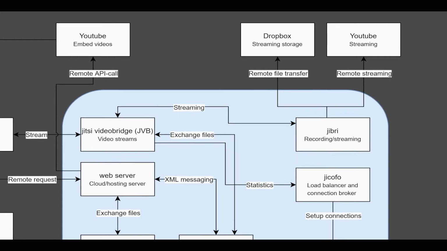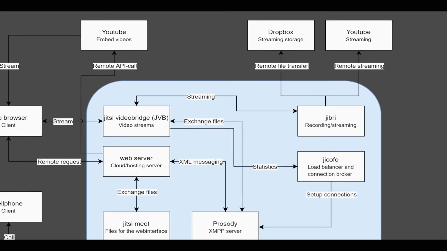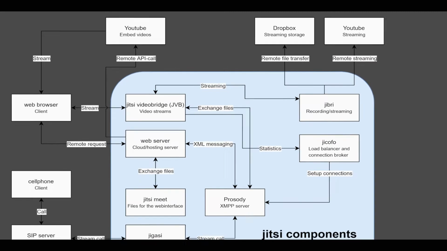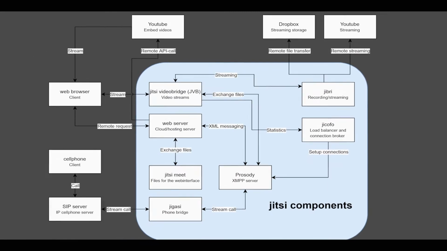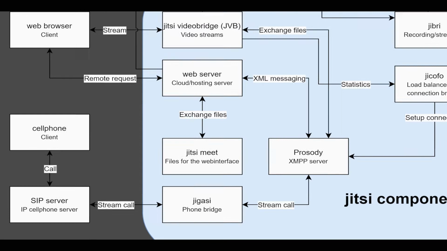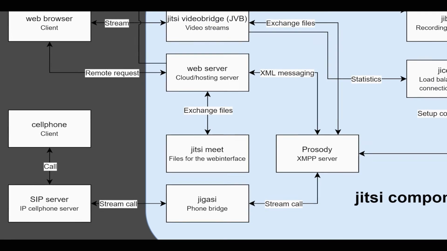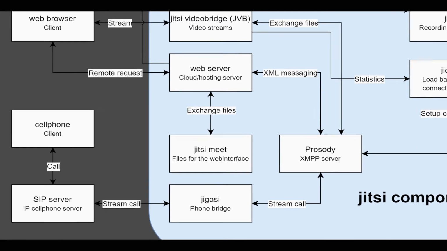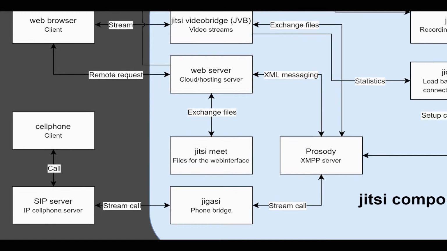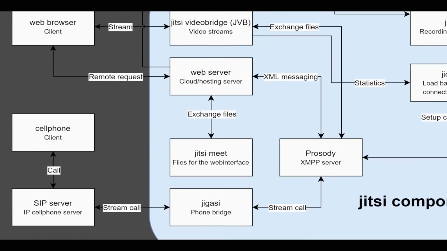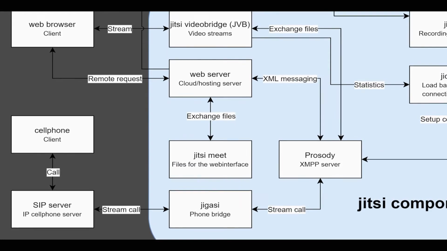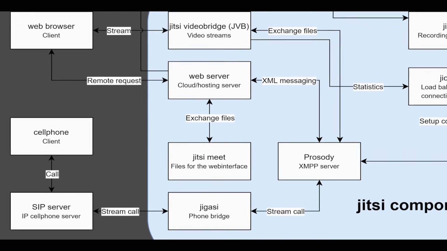The Jitsi components interact with external servers. These are the most important ones. First of all, we have the SIP server, which allows users with slow internet connection to join over sound with mobile or landline phone connections. Next up, we have Jigasi, which is a connection between the video bridge, as we discussed earlier, and the SIP server.